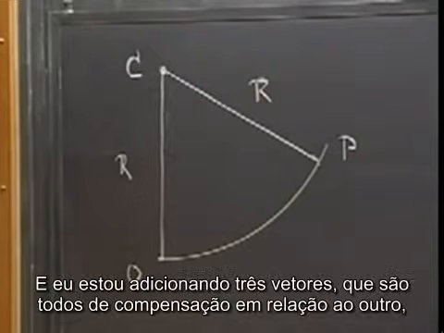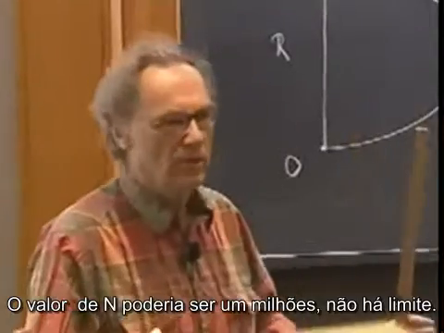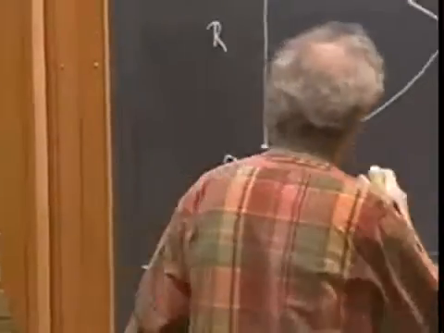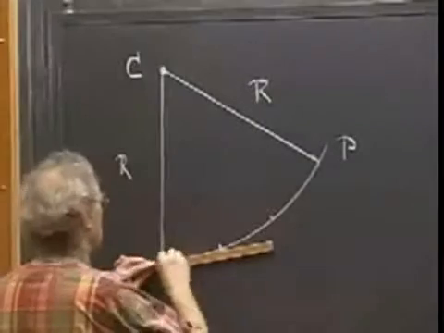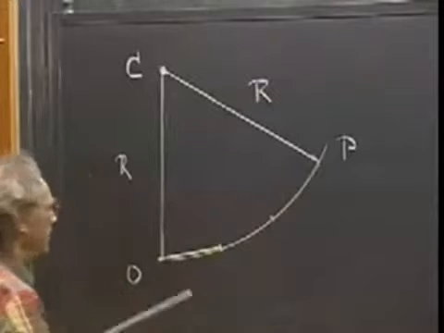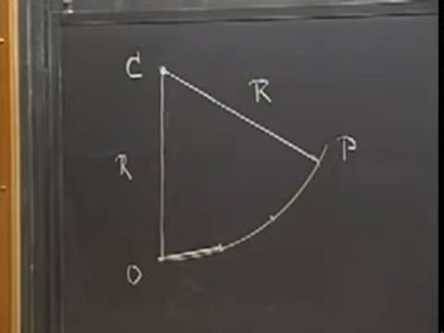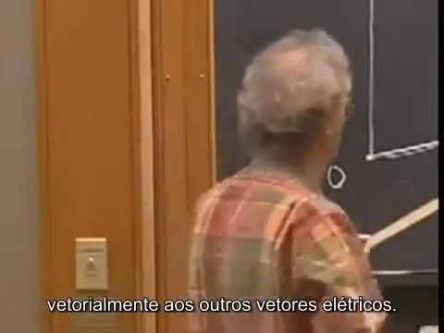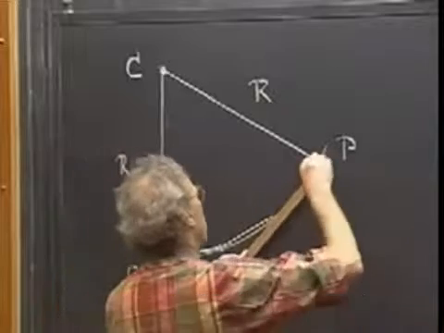And I'm going to add 3 vectors, which are all offset relative to each other over an angle delta, but I will make the calculation as if they were capital N. Capital N could be 1,000,000. There's no limit. But I'm going to make the drawing only for 3. This is one vector, and let's say it has a length A, but it's really the electric vector that is going to be added vectorially to the other electric vectors. And so here is the other, the second one, and here is the third one.